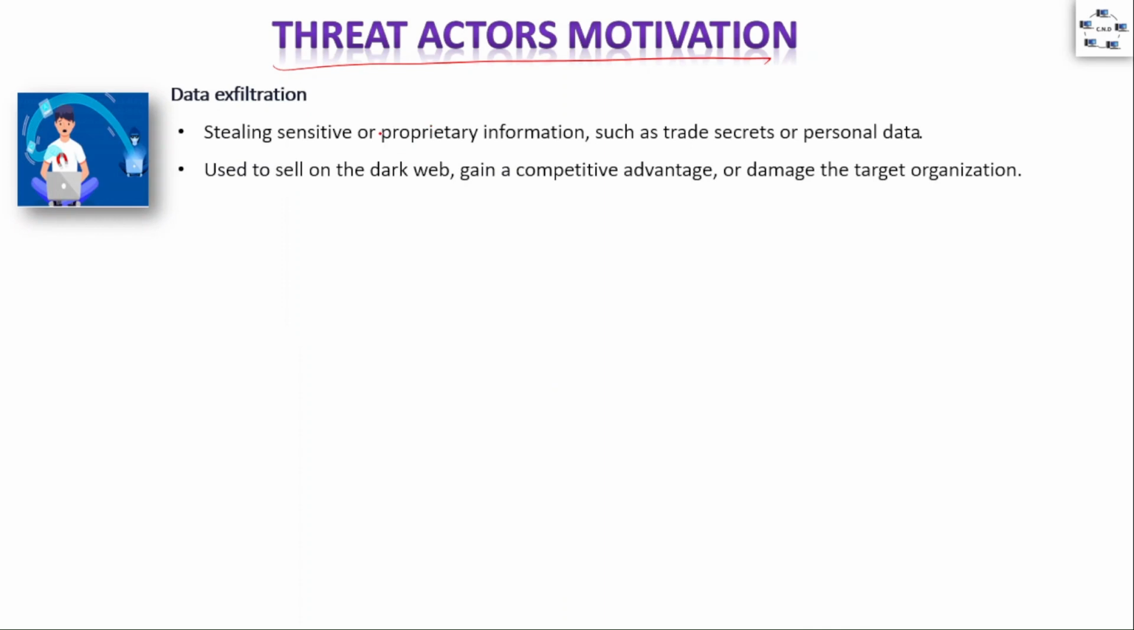So what are the motivations behind these threat vectors? Some of them we already studied. Now we will go into detail. The first one is data exfiltration: stealing sensitive or proprietary information such as trade secrets or personal data.